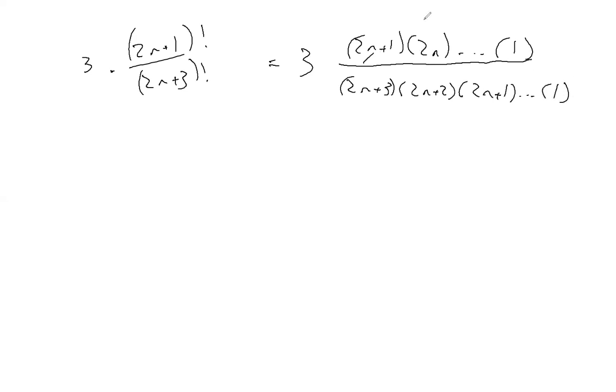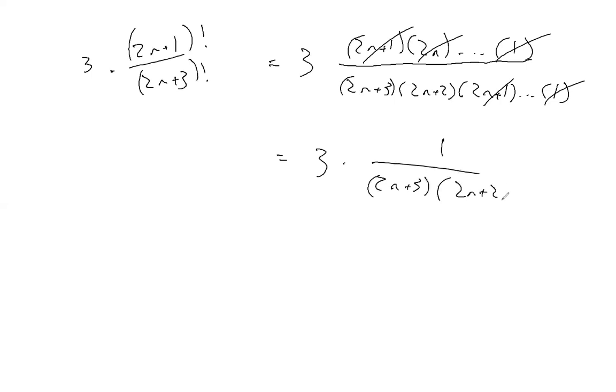So let's see, this would cancel with this, and that with the next term, and so on, all the way down to 1. And I'd be left with 3 times 1 over 2n plus 3 times 2n plus 2. Now, I have found this is my an plus 1 over an. Okay, so that's what this is.